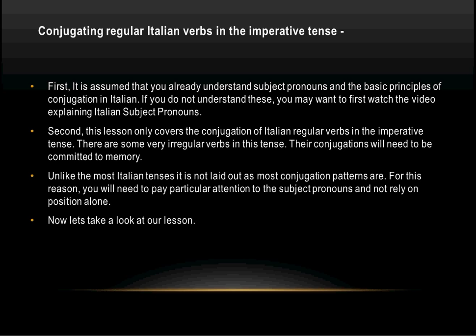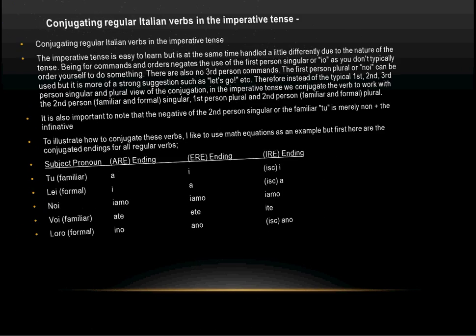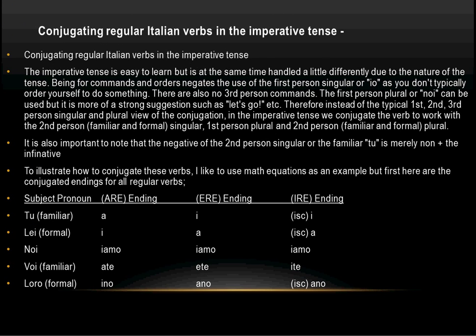Now let's take a closer look at our lesson. Conjugating regular verbs in the imperative tense. The imperative tense is easy to learn, but at the same time it's handled a little differently due to the nature of the tense. Being for commands and orders, it negates the use of the first person, or io, as you don't typically order yourself to do something. Also, there's no third person commands. So there's no lui, there's no he, she, or they in the imperative.